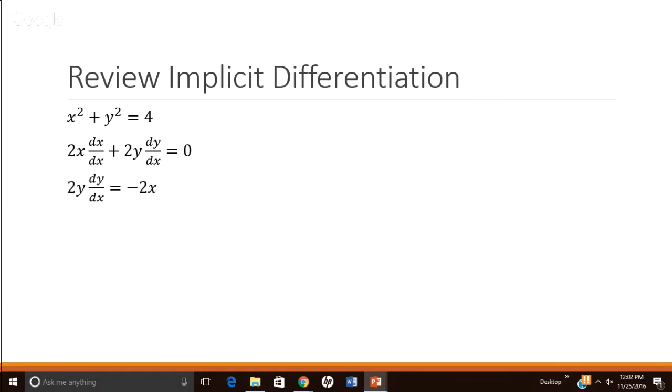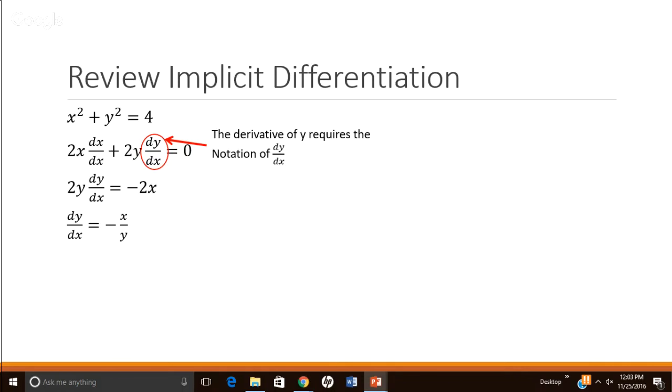So then we start isolating the term we're trying to solve for, dy/dx. We subtract 2x from both sides, and keep in mind this dx over dx is just a 1, so we can ignore that. We subtract 2x from both sides, and we divide both sides by 2y, and the 2's cancel. We're left with our differential equation: dy/dx is equal to negative x over y.